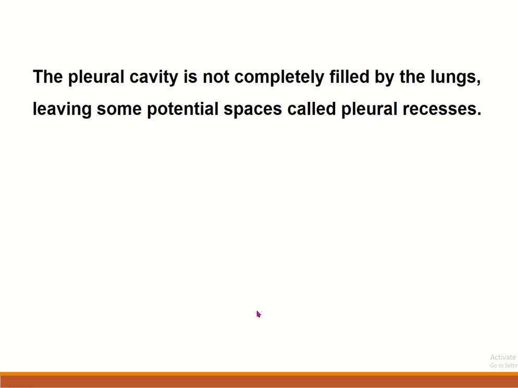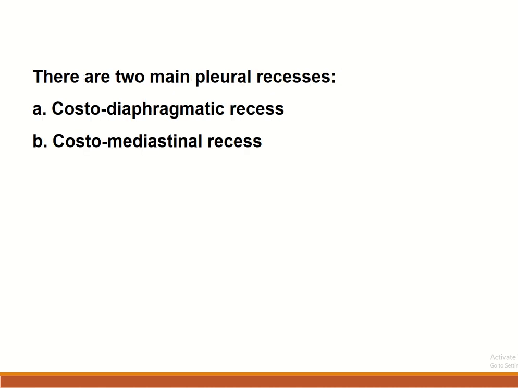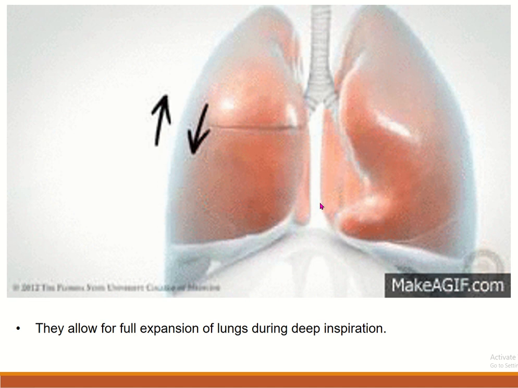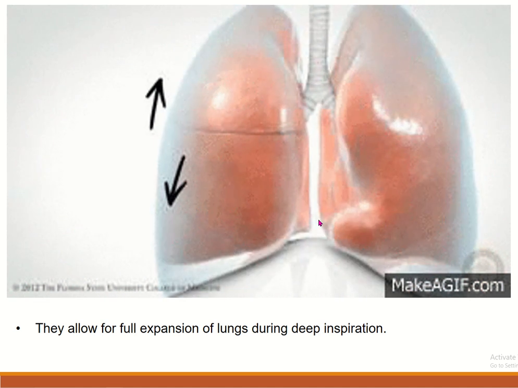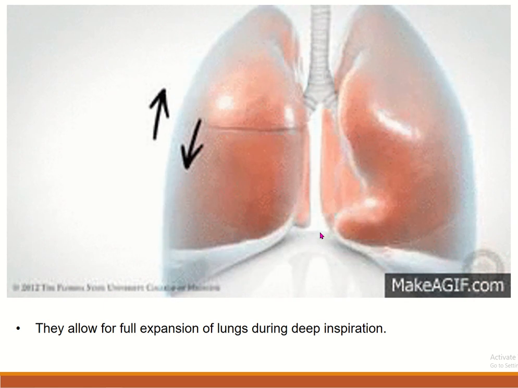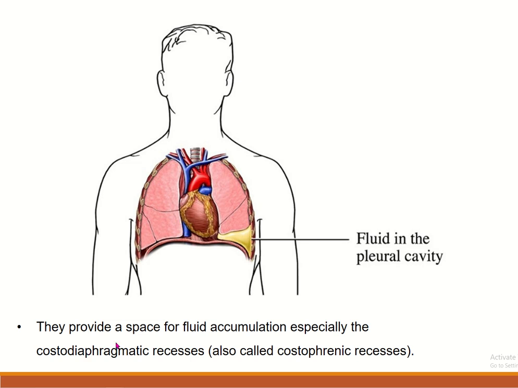Pleural recess. The pleural cavity is not completely filled by the lungs, leaving some potential spaces called pleural recesses. There are two types of pleural recess present, costodiaphragmatic and costomediastinal. They allow for full expansion of the lung during deep inspiration. They provide a space for fluid accumulation, especially the costodiaphragmatic recess.